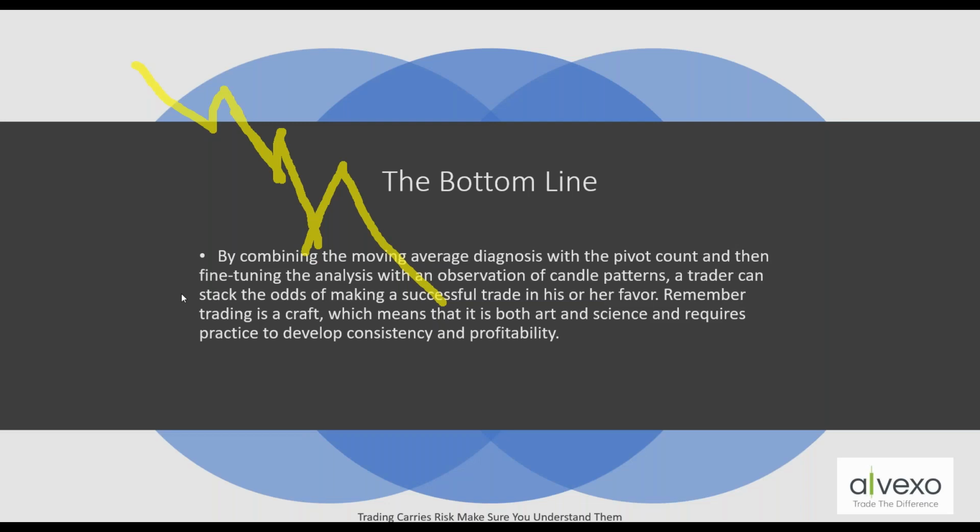So the bottom line is, by combining the moving average diagnosis with pivot count and then fine-tuning the analysis with the observation of maybe candlesticks, a trader can stack the odds of making a successful trade in his or her favor. Now, this will help you make high probability trades. And all we want to do is start throwing things out of our trading scenarios. We want to say, okay, this is not a high probability.